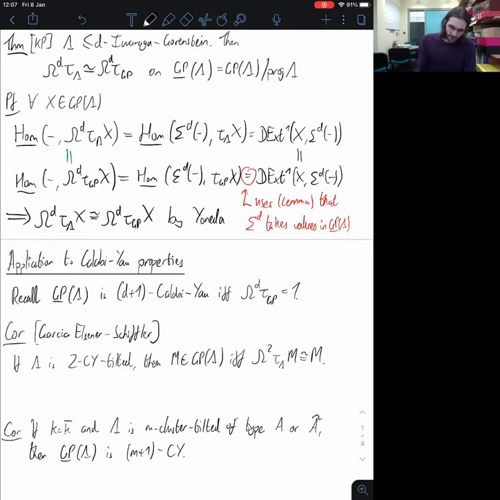And so that fact, together with our theorem, gives a new proof of a result of Garcia Elsener and Schiffler, which is that if lambda is a 2-Calabi tilted algebra, then a module for it is Gorenstein projective if and only if it's fixed by omega squared tau lambda.